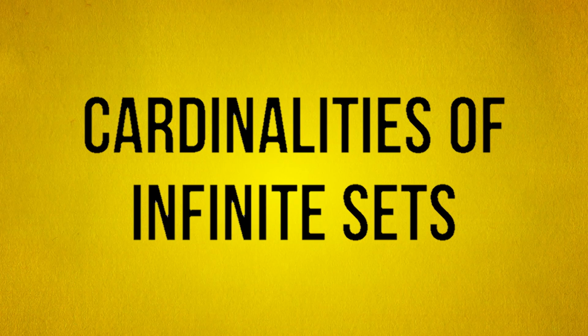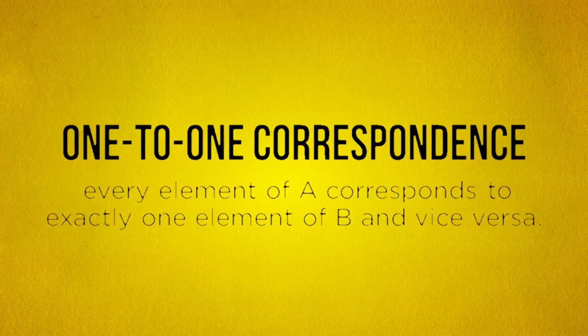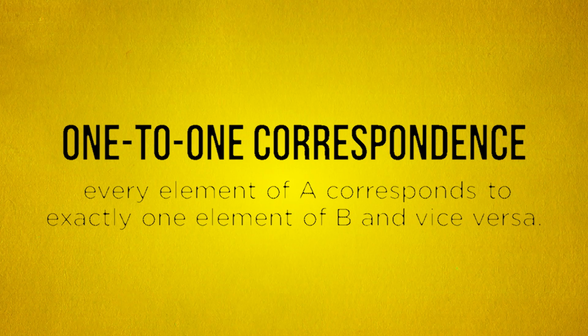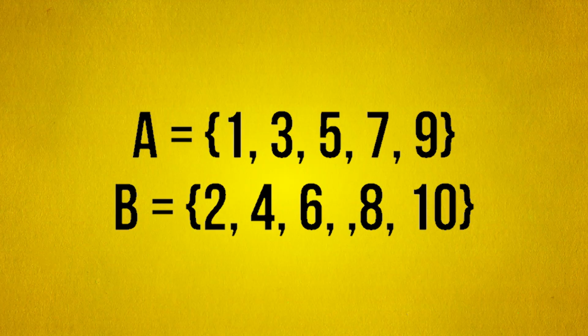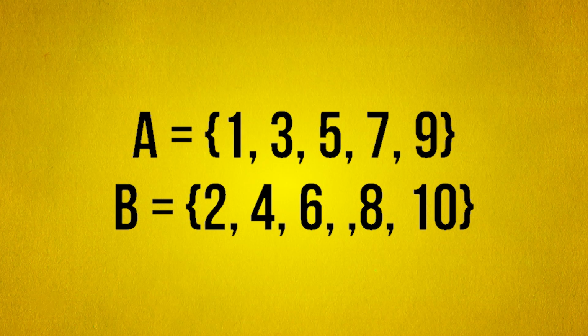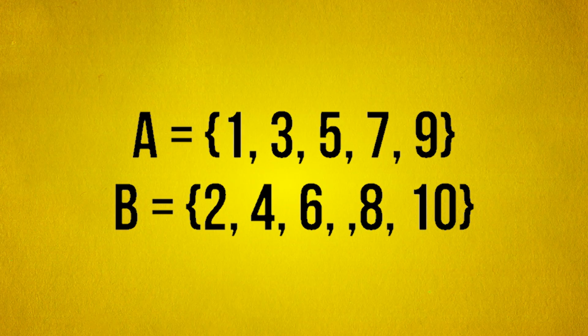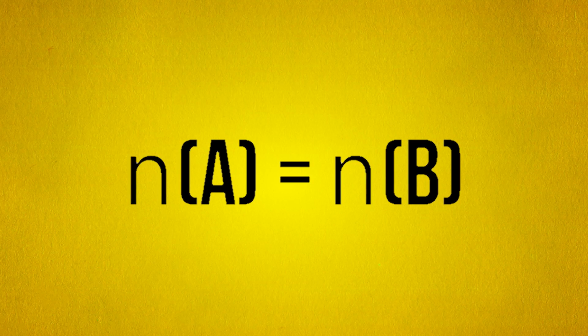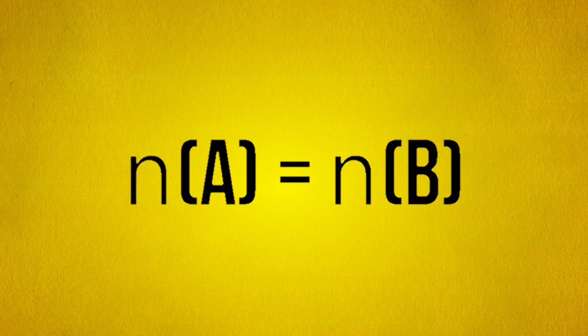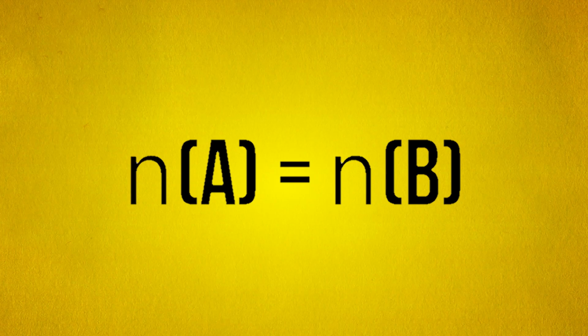Cardinalities of infinite sets. We say that two sets are in one-to-one correspondence if every element of A corresponds to exactly one element of B and vice versa. Consider this example. As you can see, the number of elements in set A is equivalent to the number of elements in set B. We can think of it as a perfect pairing between the sets. Everyone has a partner and no one is left out.